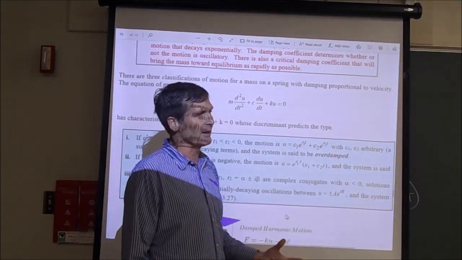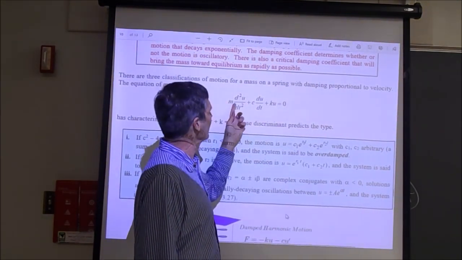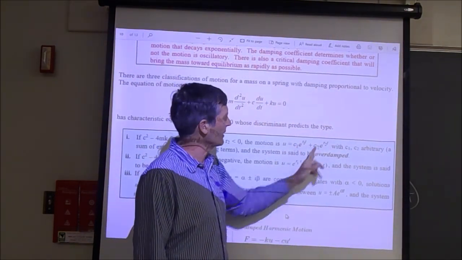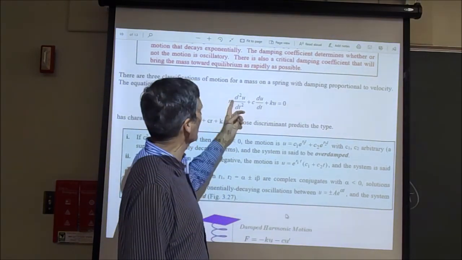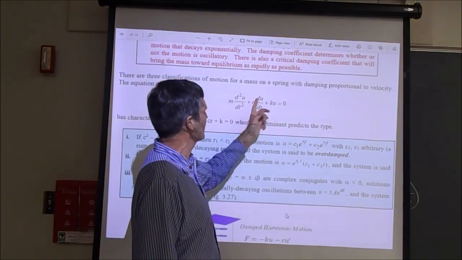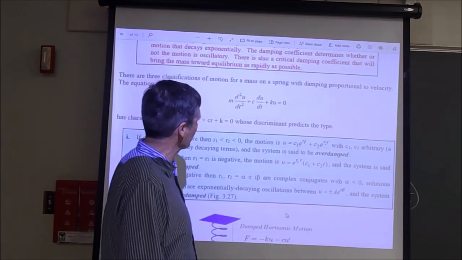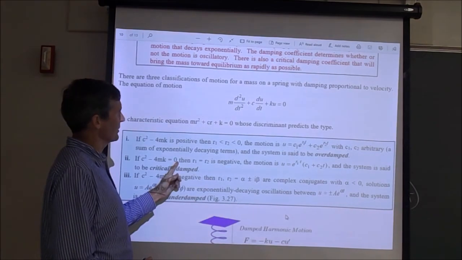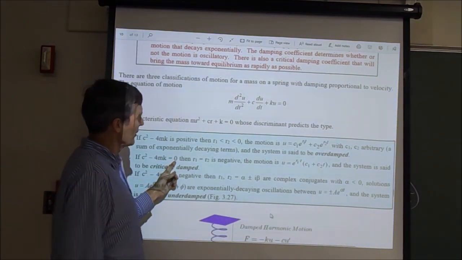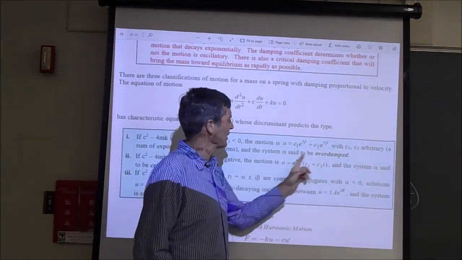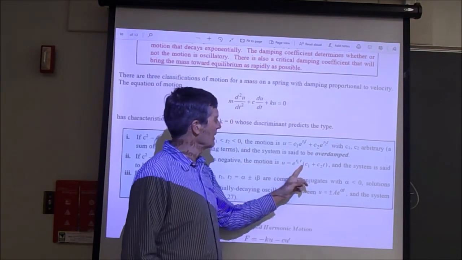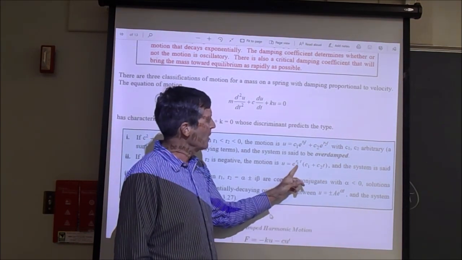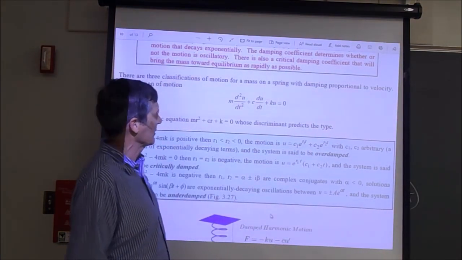Remember, if you have 2 distinct solutions for a u double prime plus b u prime plus c u equals 0, you get exactly this when you have 2 distinct real numbers. All we've done is change the letters from abc to mck, and it's the same solution you had before. If c squared minus 4mk equals 0, if the discriminant is 0, then there are 2 real equal solutions, and we have this solution. e to the r1 t was one solution, t e to the r1 t was an independent solution. When you add them together, you get this general solution.